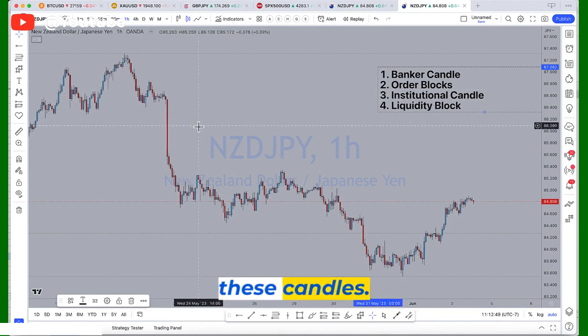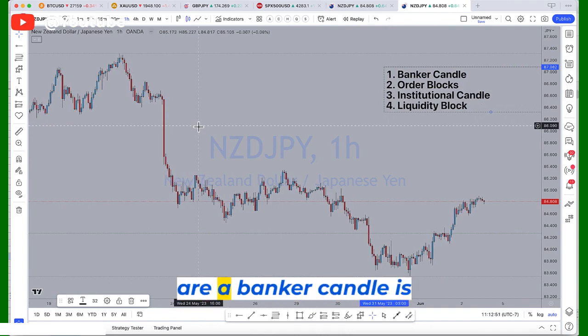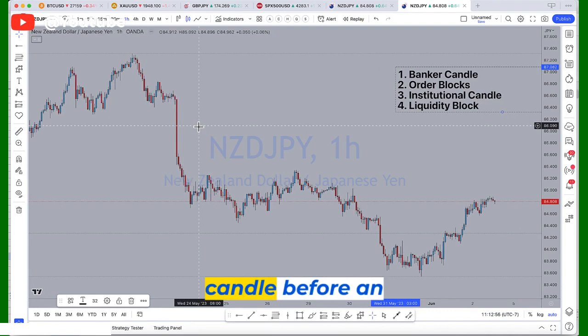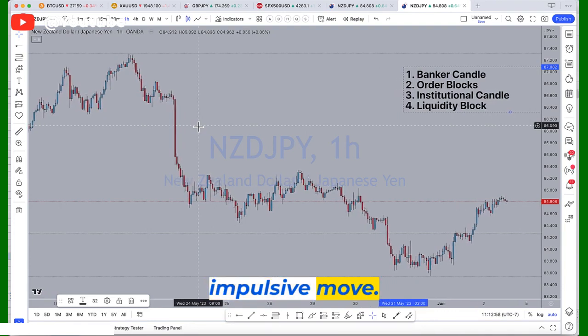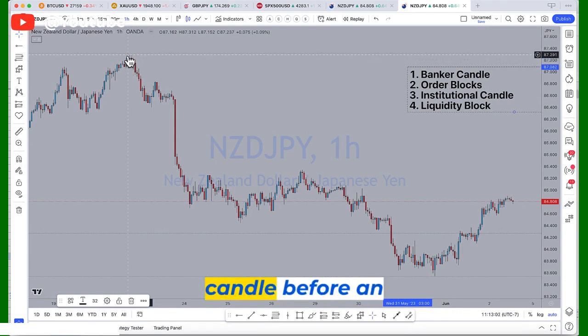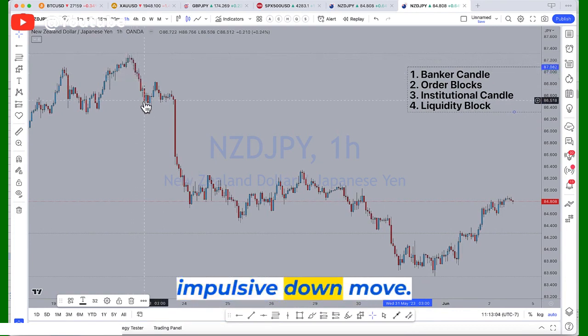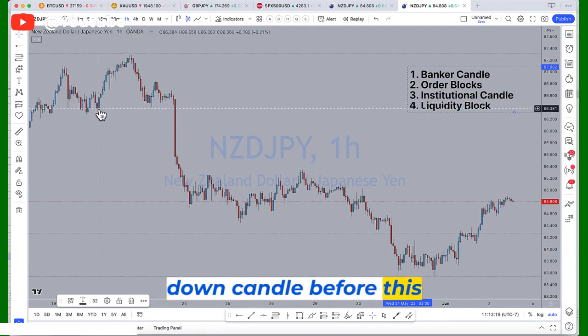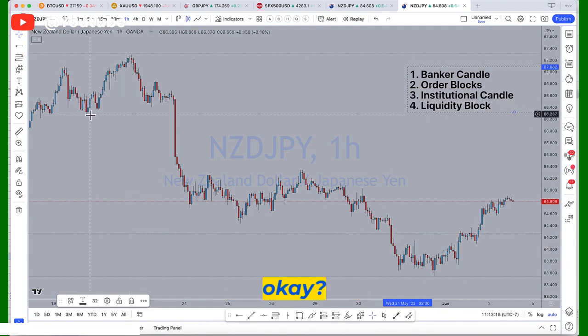So let's talk about these candles. A banker candle is basically the last candle before an impulsive move. Something like this right here: this is the last up candle before an impulsive down move. That candle right there, I would designate as a banker candle. In the opposite way, you've got this last down candle before this explosion up, and that I would also call a banker candle.